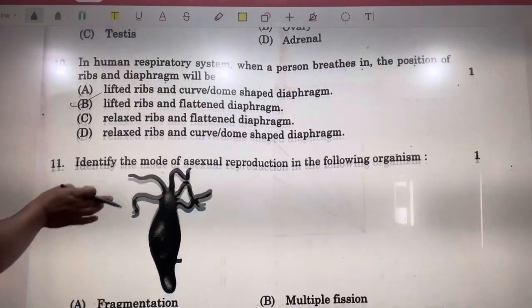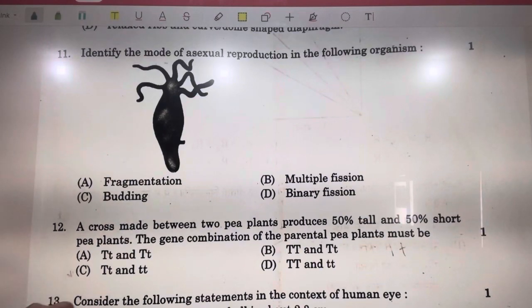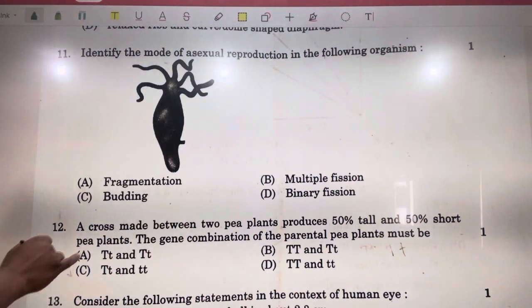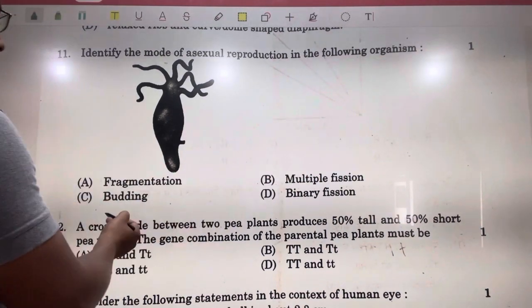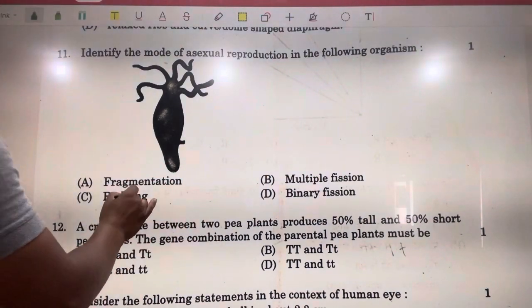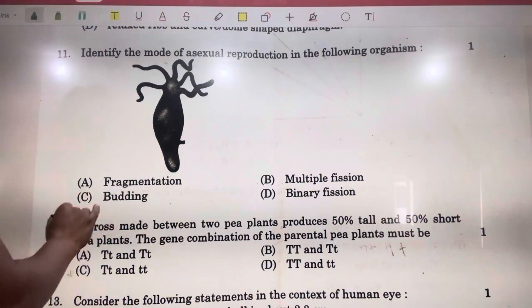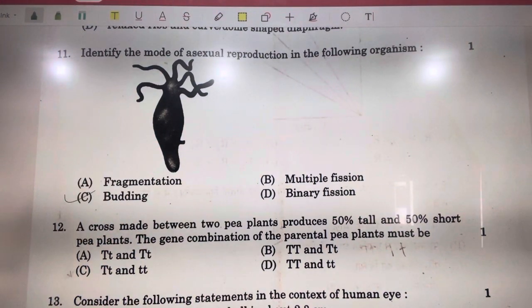Then identify the modes of asexual reproduction in the following organisms. Which mode of asexual reproduction is used? Fragmentation, multiple fission, budding, and binary fission. We know that it can reproduce by using regeneration and budding. So budding would be the correct option.